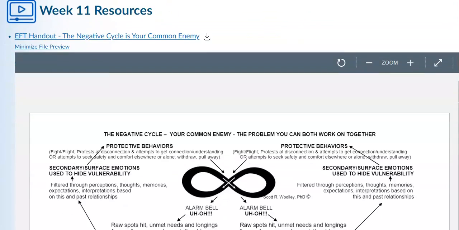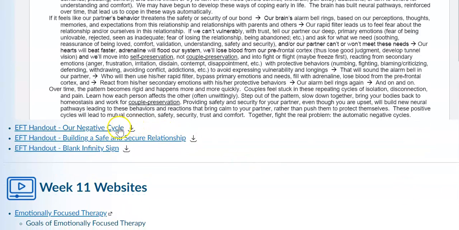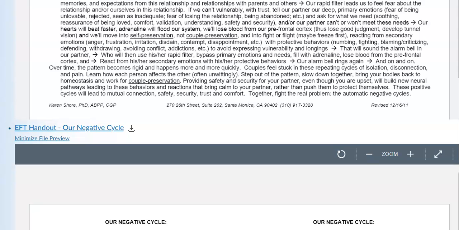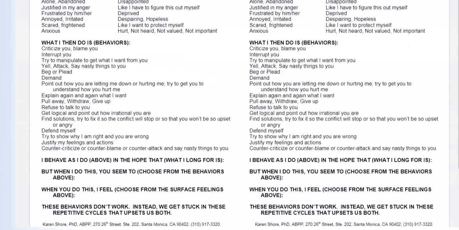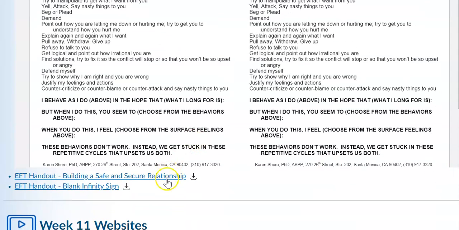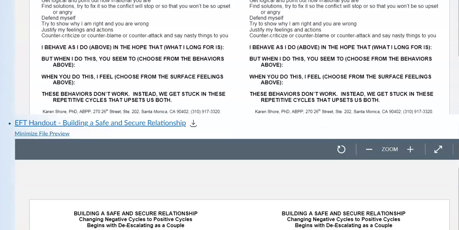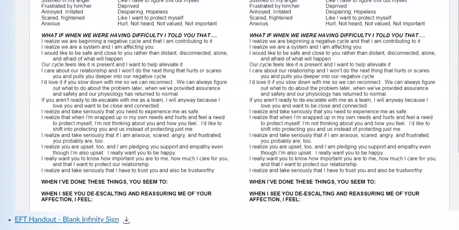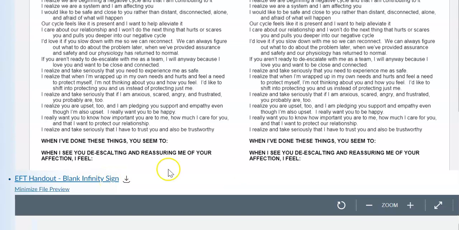So here's the negative cycle is your common enemy. The second is our negative cycle. So you will be able to see all of them here. The third is building a safe and secure relationship. And the fourth is the blank infinity sign.